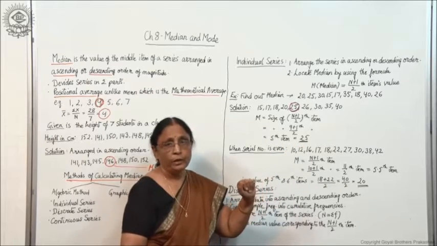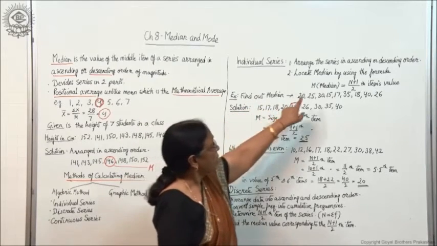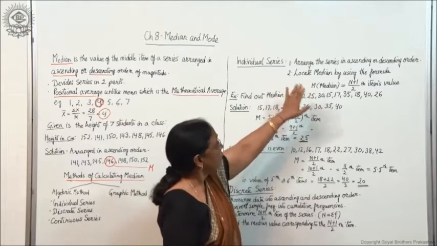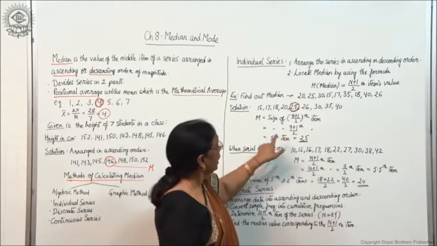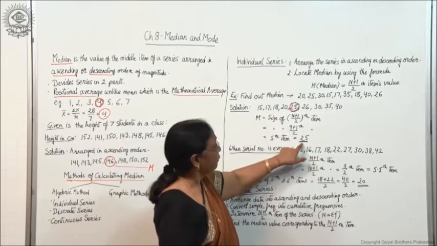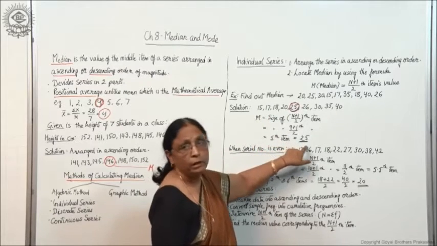Clear? So this way, in the case of an individual series, apply this formula. After arranging the data, apply the formula, find out the item and then locate the item, and that will be the median. The 5th will not be the median, but the 5th item will be the median.